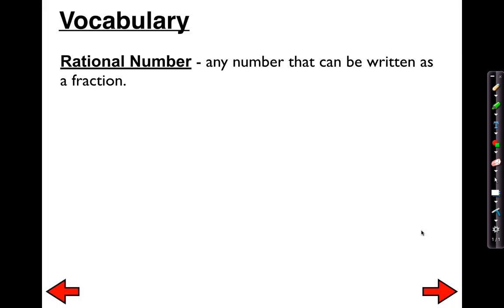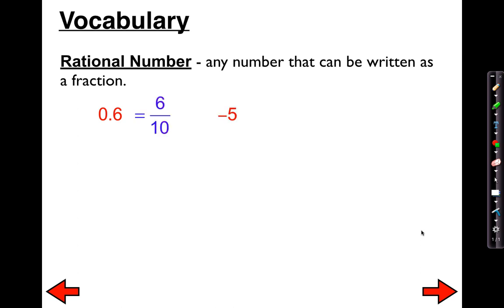Now let's go over some vocabulary. Rational numbers, you're going to hear this a lot in 7th grade, is basically a number that can be written as a fraction. So is 6/10 a rational number? Yes, because it can be written as a fraction. You would write it exactly the way it sounds, 6/10.